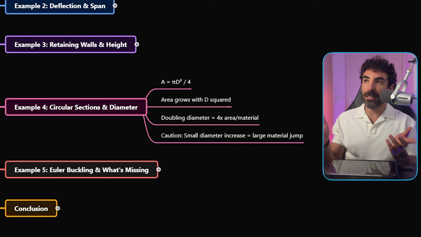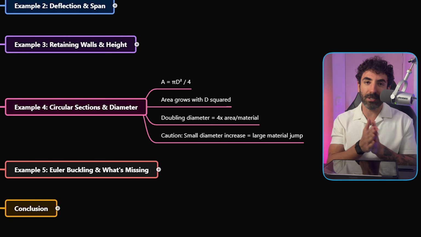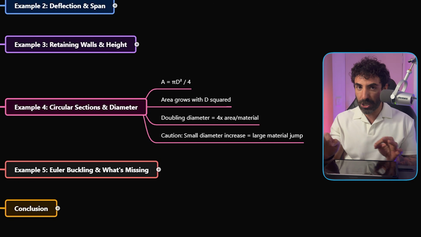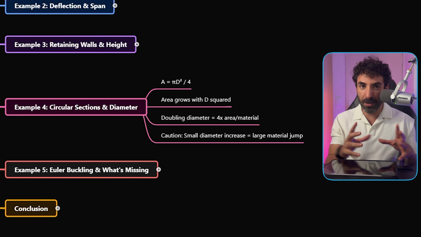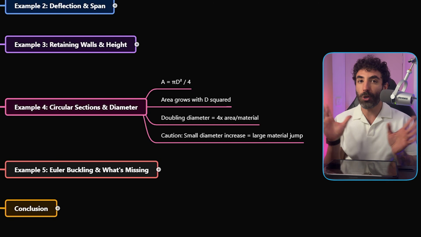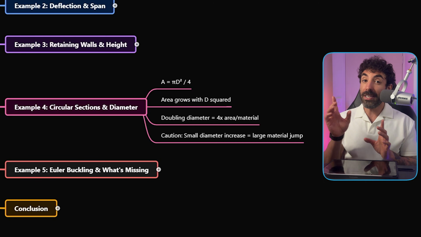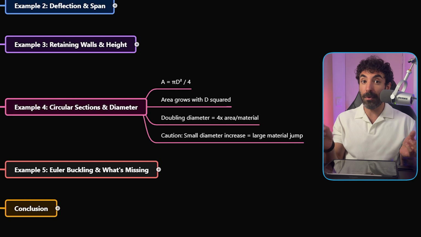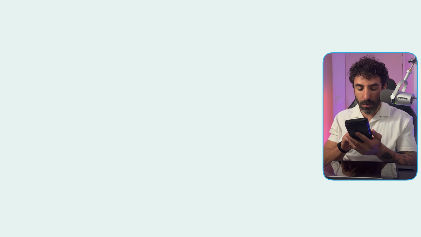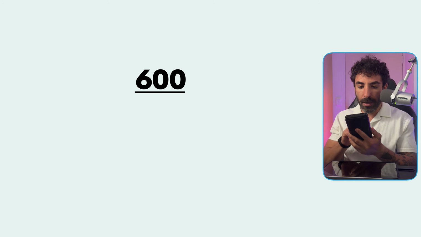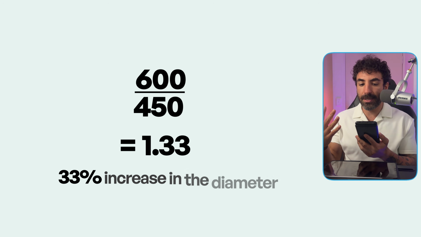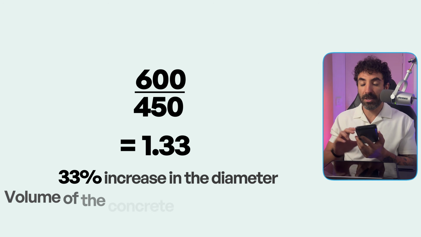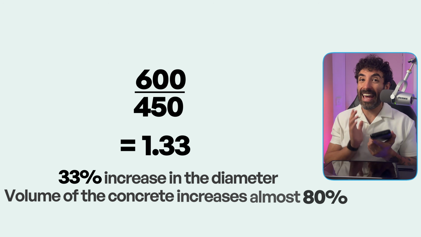A good example is bored piers. Sometimes increasing the pier diameter looks like a small change on the drawing. You know, maybe you change your pier from 450 millimeters diameter to 600. That does not sound dramatic at all, but the concrete volume can jump a lot faster than people expect. So for this simple example, 600 divided by 450, you get a 33% increase in the diameter of the pier, but the volume of concrete increases almost 80%.